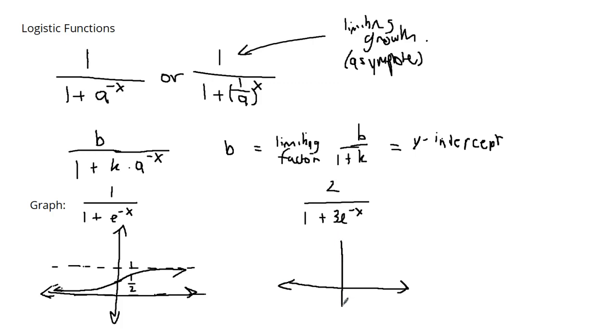So this time our limiting factor right here is 2. Our limiting factor is 2, but we have 3 at the bottom, so our y-intercept will be 2 over 4, which is still 1/2. So we can draw our 1/2 right here.